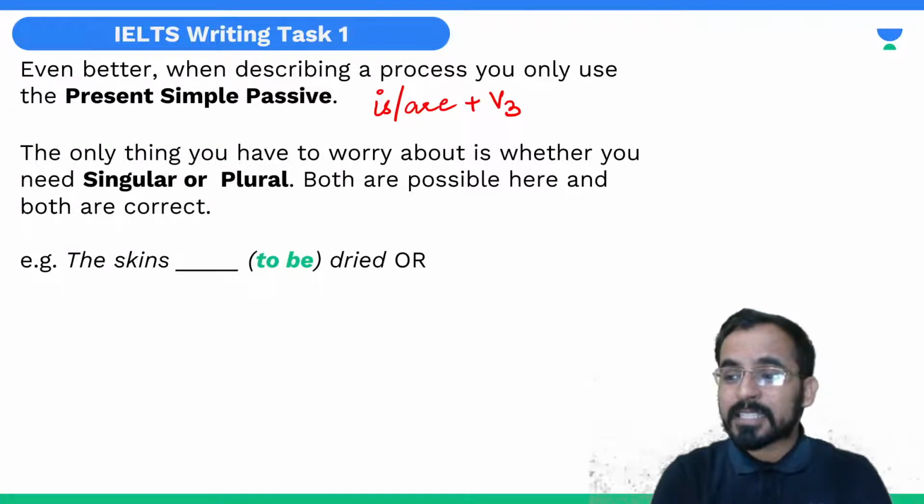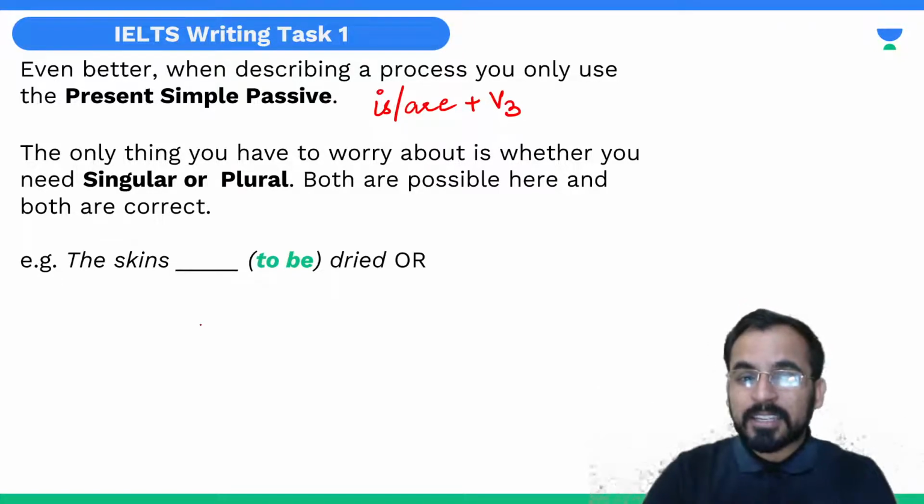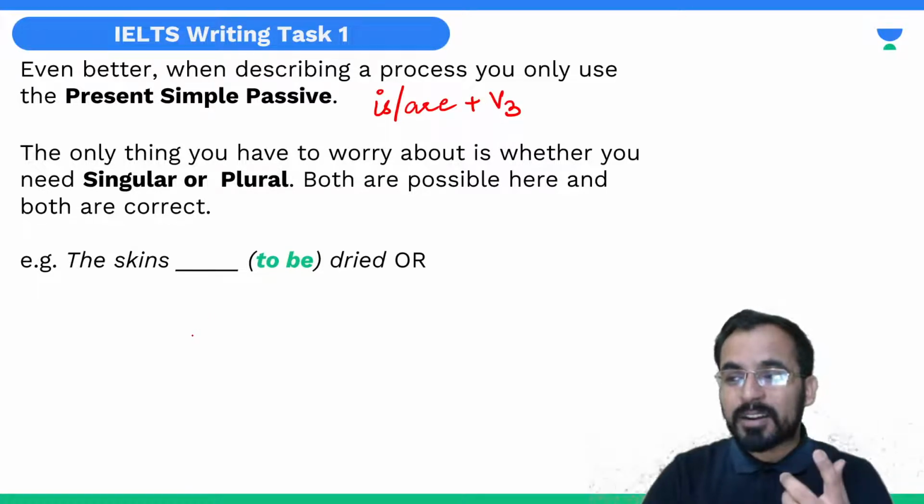The skins dash dried. The skins dash dried. Hi Deepak. The skins dash dried, is or are? Think about it. Subject verb agreement. Plural subject, plural verb.